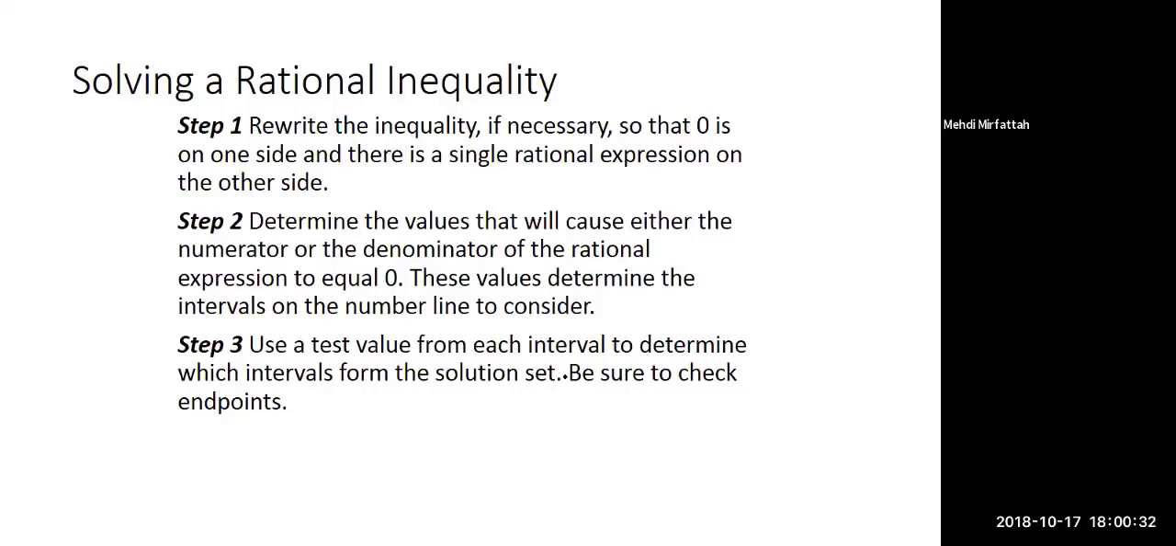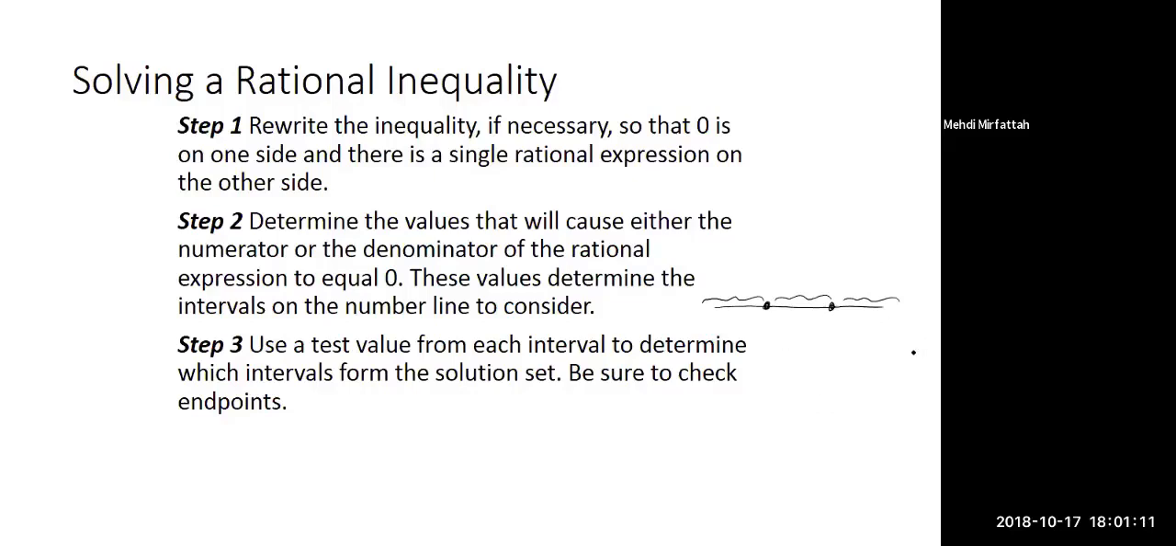And then step number 2, you want to determine the values that will cause either the numerator or denominator to be equal to 0. So basically you pick the expression at the top and bottom of the fraction, let it be equal to 0 and find those values. Those values create intervals for you. If you get only 2 zeros, how many intervals would those create? Let's say I find 2 points here on the number line. The 2 points create one interval here, one interval here, and one interval here. You get 3 intervals out of that, right?